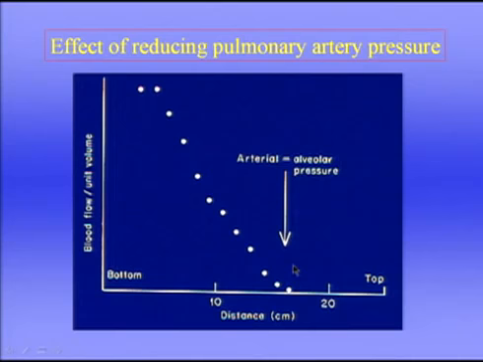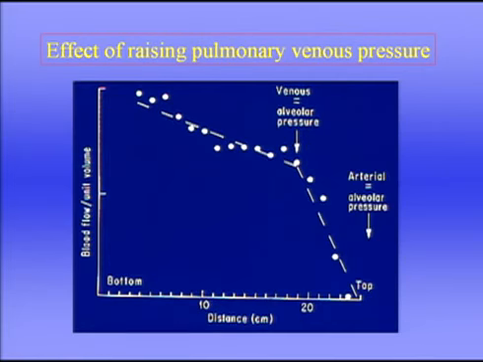Furthermore, we can predict the level at which this no-flow zone starts by looking at where the arterial and the alveolar pressures are equal. That corresponds experimentally with the level to which the blood rises in the lung. We can also raise the pulmonary venous pressure, and you get a pattern often like this, where the blood flow in the lower part of the lung becomes more uniform, but again blood flow tends to fall to zero where the arterial pressure is equal to the alveolar pressure.